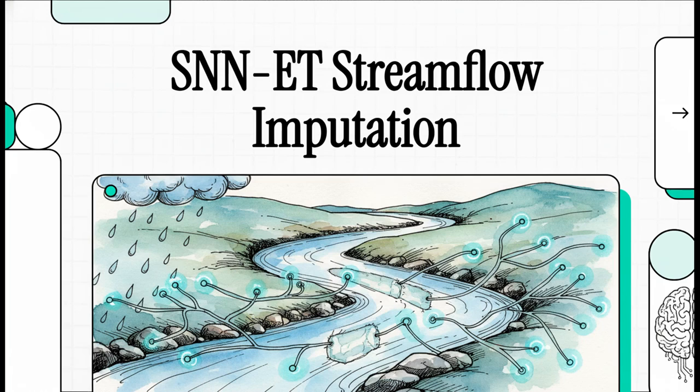I am absolutely thrilled we're diving into this today because we are looking at a highly complex but just fascinating AI solution to a massive global problem. We're talking about rivers, rainfall, and the neural networks that are actually helping us reconstruct missing hydrological data, which, by the way, can literally save lives. So get ready because we are unpacking some serious brain-inspired machine learning today.